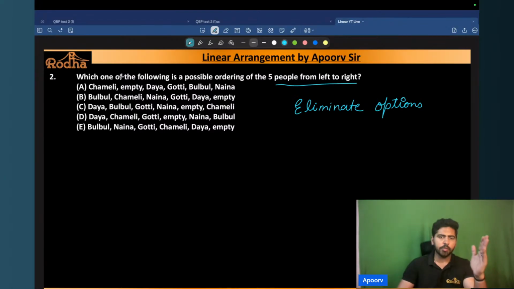Now, first option cannot be my answer. Why? Because Chameli is standing in the first place, but as per the given information, Chameli cannot stand in space 1, 3 or 5. So that is why option number 1 cannot be the answer, right?